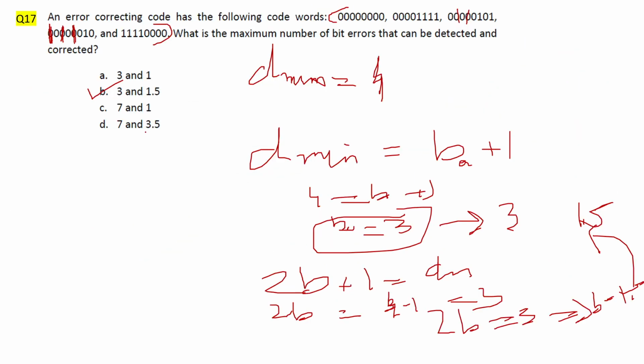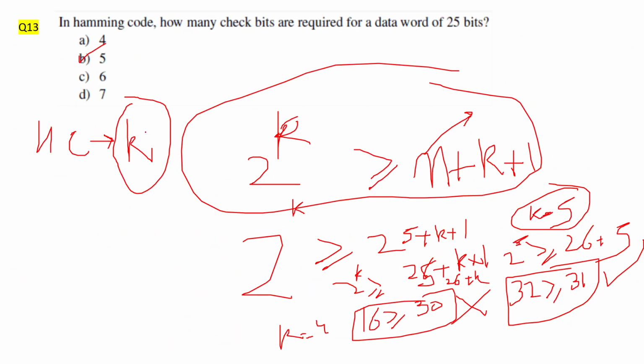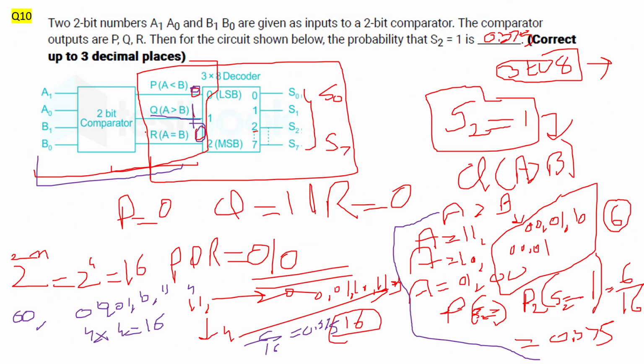So earlier on, I think you had some queries regarding question number 10. Let me just show you question number 10 again. So we have 2-bit numbers A1 A0 and 2-bit numbers B1 B0. They are given to a comparator, and we have the outputs of the comparator P, Q, R as A less than B, A greater than B, A equal to B respectively. Then for the circuit shown below, the probability that S2 equal to 1 is, so S2 is one of the output bits of a decoder. So when is S2 equal to 1?